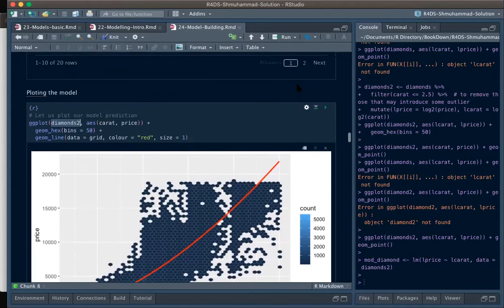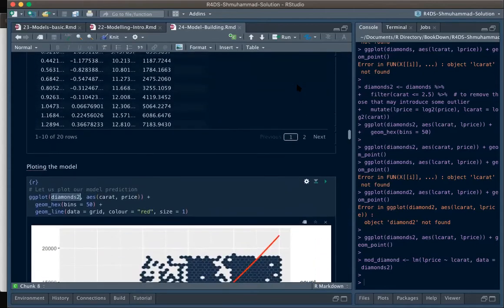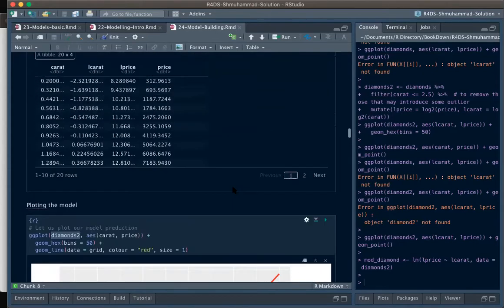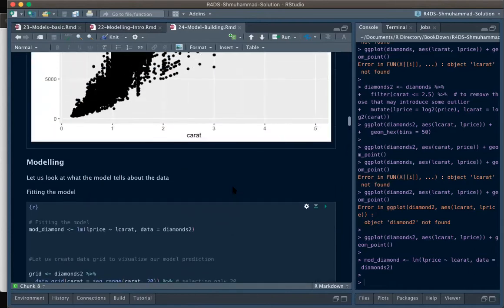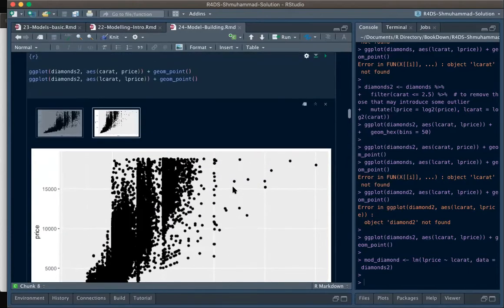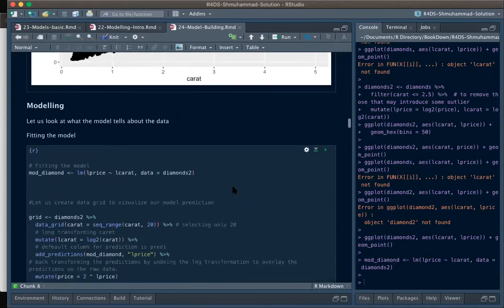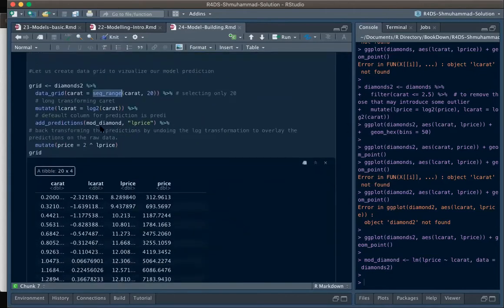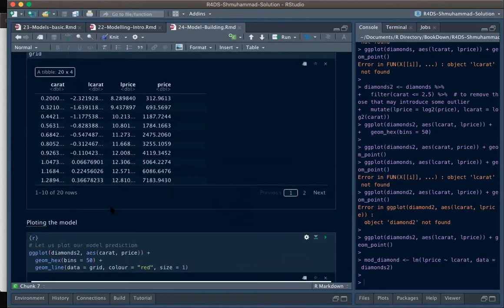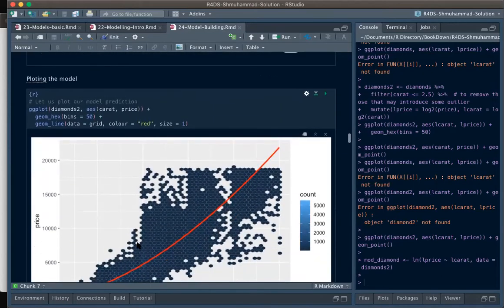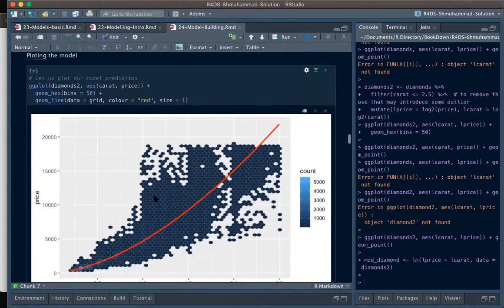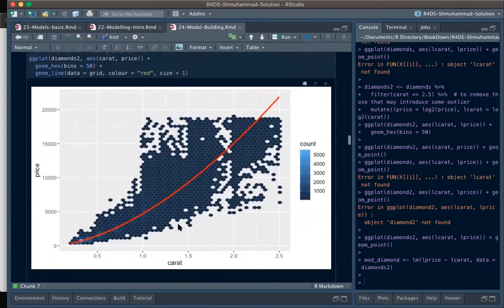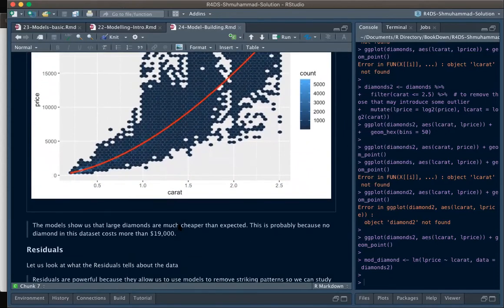So this is the second part of where we do modeling. We have seen the first part where we visualize the data and try to find patterns, and we have now seen how we can fit the model, find the grid, add the predictions, and plot to see how the model performs. So this is the plotting of the model and its performance. The next one is residuals.